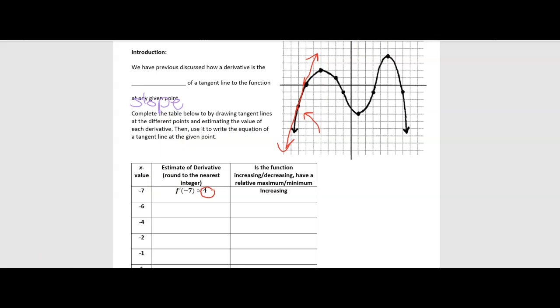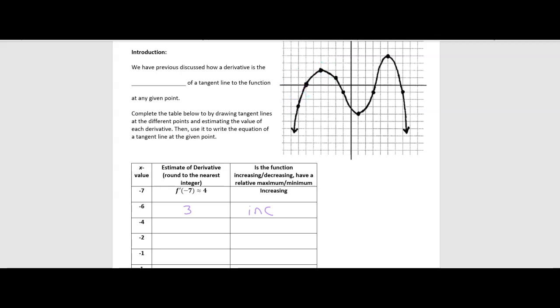Okay, so hopefully you've had time to fill in the chart. I'm just going to go through a couple of these with you, just the ones that fit on the page. So we already did x equals -7. Let's do x equals -6. So we have a tangent line that looks something like that. I'm going to say that it has a slope of about 3, and the function is still increasing at that point x equals -6.